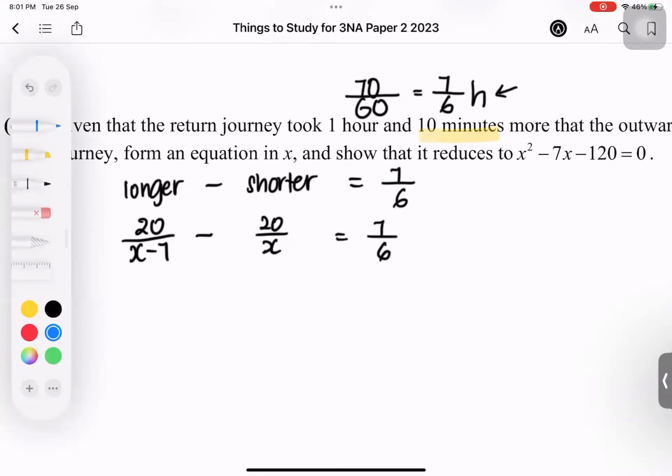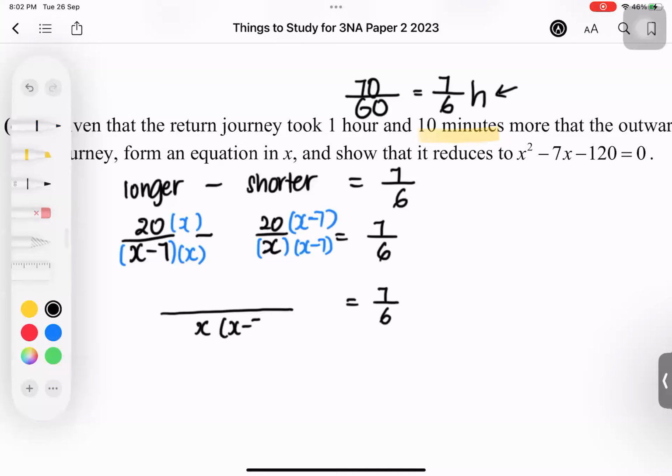We need to make the denominator the same. Some students tell me, here, minus 7, you cannot do this. You multiply by x minus 7, you multiply by x. Okay, this is an equation. This side, leave it first. Don't do anything to it. This side, combine into one denominator. The denominator is x minus 7.